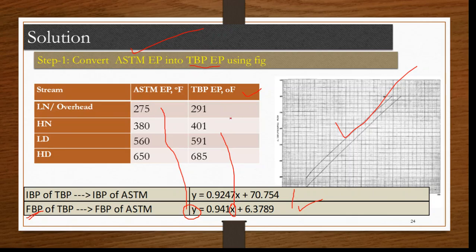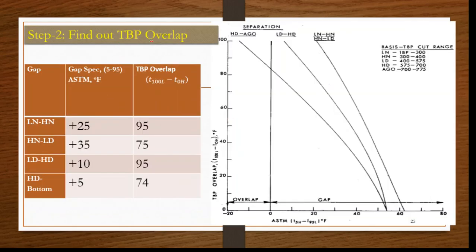After calculating the TBP, you can go for the second step, that is the TBP overlap. That is the important thing. We have to find the TBP overlap using this graph. In this graph the x-axis is the gap, the y-axis is the TBP overlap, that is the desired one, and then we have different curves. These curves are related to the fractionations between, for example, light naphtha to heavy naphtha, you can use this one. For heavy naphtha to light distillate you can use this one. Light distillate to heavy distillate you can use this one.